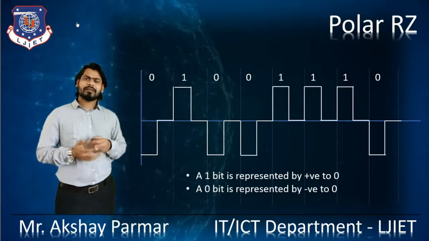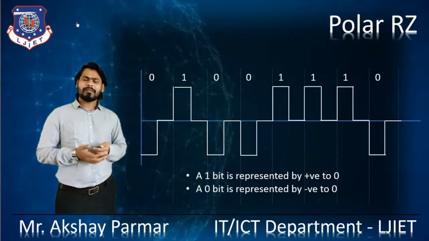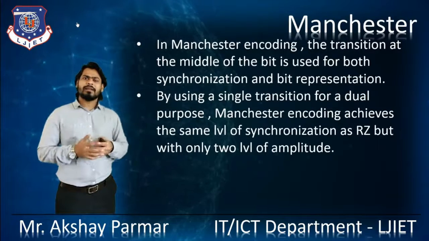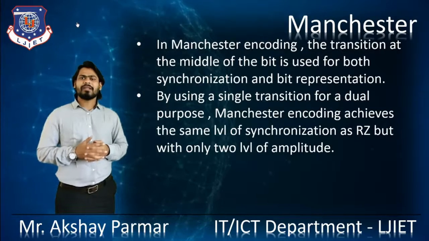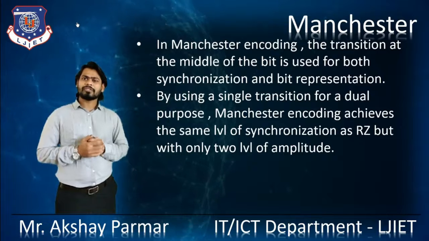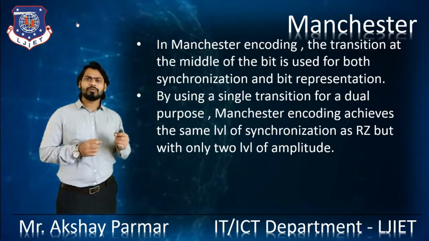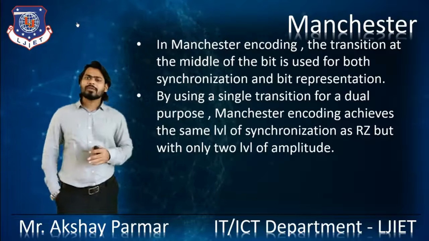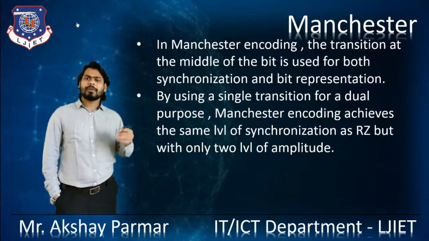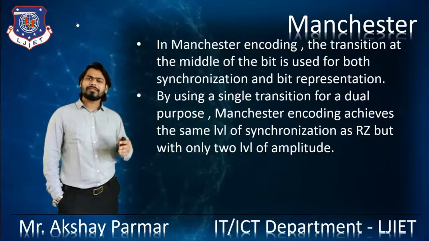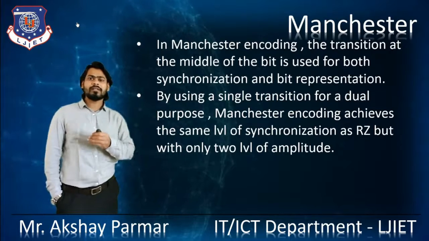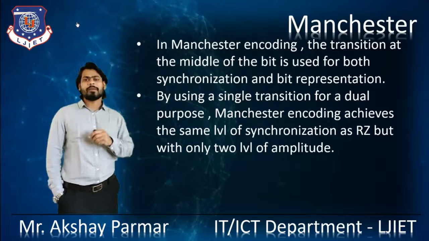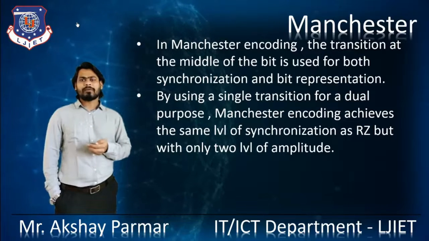After that, the third type, the biphase. In the biphase technique, there are two subtypes, Manchester and differential Manchester. Let's see the Manchester technique in brief. In the Manchester encoding, the transition at the middle of the bit is used for both synchronization and bit representation. By using a single transition for a dual purpose, the Manchester encoding achieves the same level of synchronization as the return to zero, but with only two levels of amplitude, right? So this is all about the Manchester technique.